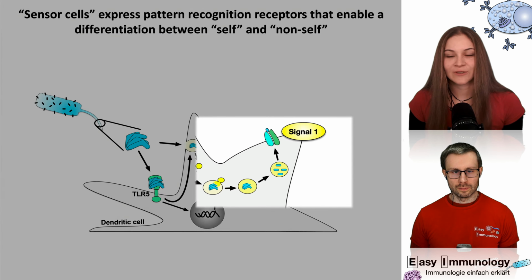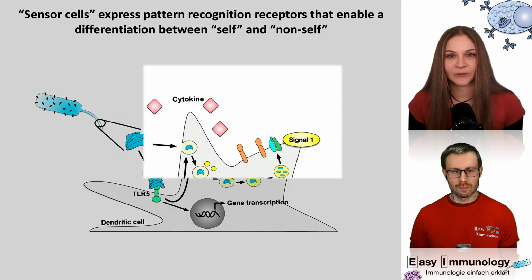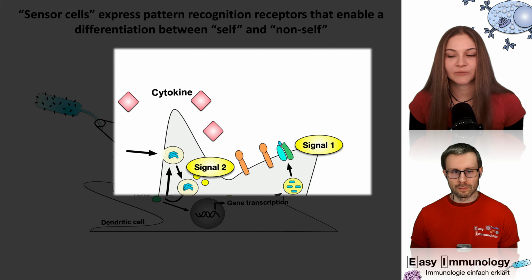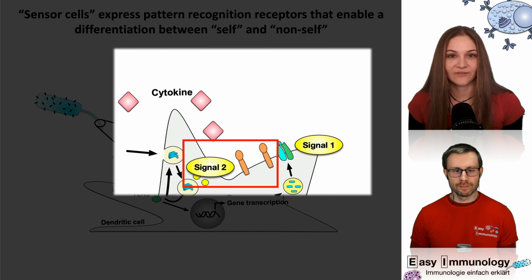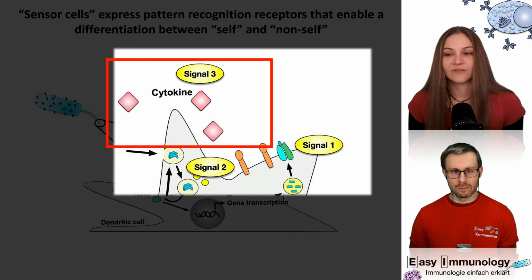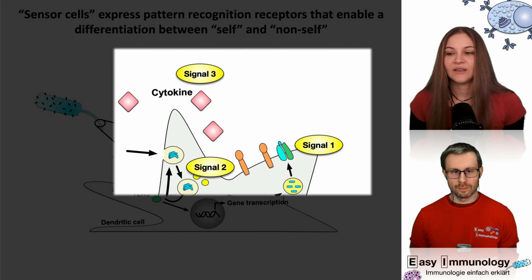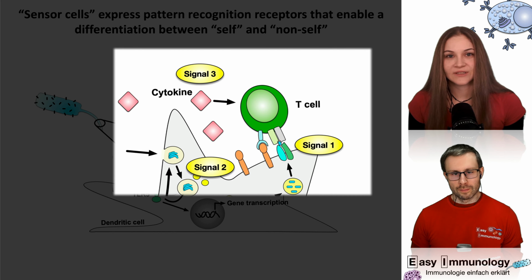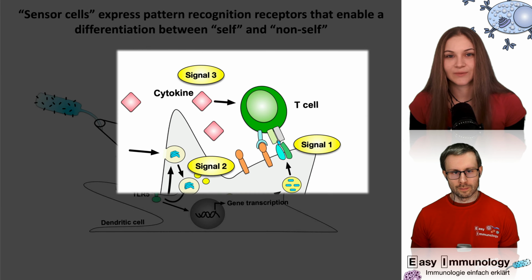The peptide is the first one, and the second one are the co-stimulatory molecules, which are produced after the gene transcription activation which is activated by the toll-like receptors. And then we also have a third signal, which are the cytokines. And the cytokines show the T cells which kind of response and fight the T cell should start against the pathogen. Yeah, and all three signals together activate the T cells and lead to further immune responses.